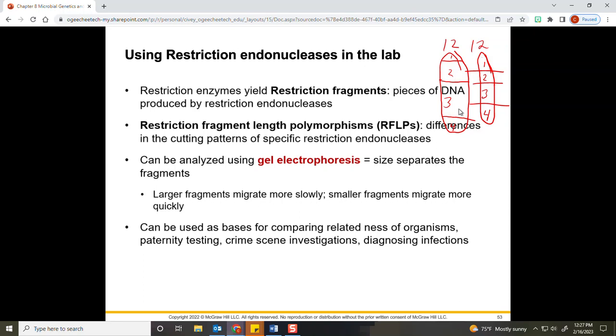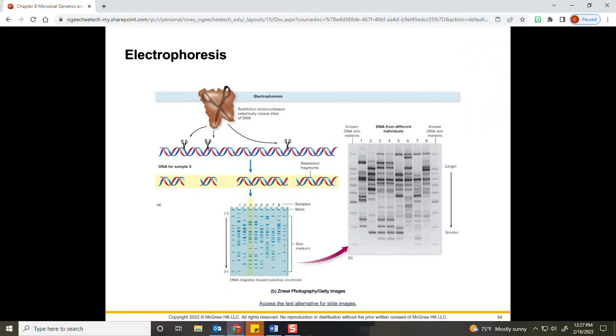And that's called gel electrophoresis. So you should know what gel electrophoresis does. It size separates fragments. So larger fragments migrate slowly. Small fragments migrate very quickly. And what a gel electrophoresis process will do, it'll run this DNA that is placed in wells at the top of the gel, or the beginning of the gel, and it will allow for an electrical current to pass through it.